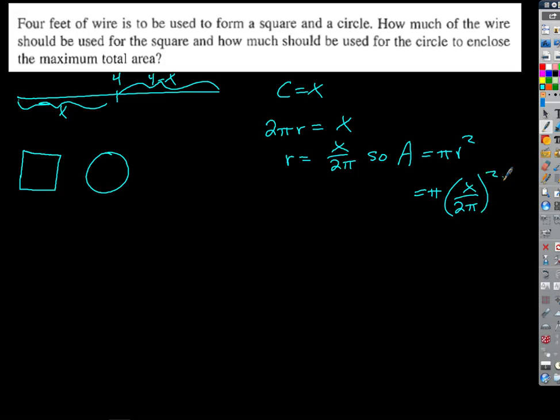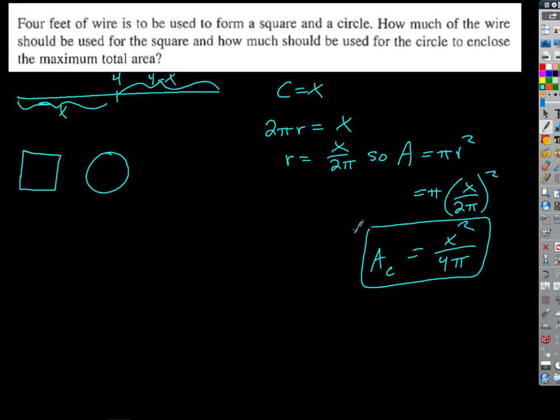What's that? Well, we can cancel some of the pi's. If I expand this out, if I square this out, I get x squared over 4 pi squared, right? And I could cancel one of the pi's, so I would just get x squared over 4 pi. So there's the area of the circle, right?